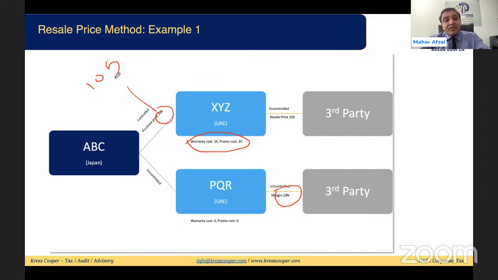Remaining, even these functions are being performed by this party, I'm asking, then we need to do the analysis here as well. Out of 130, we need to deduct the 30. Remaining will be 105. This 105 is my fair market value. So ABC principally needs to sell goods to XYZ at 105 instead of 100.